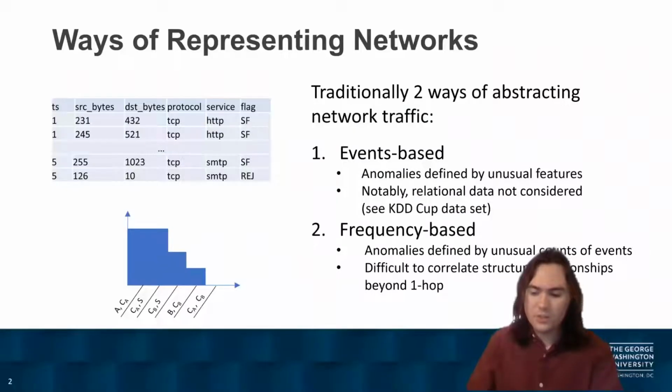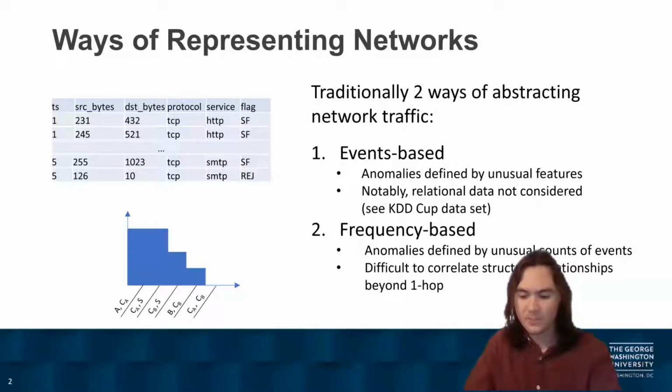When we use machine learning for anomaly detection, the way that we abstract the data defines what we call an anomaly. There are two popular ways of representing network data: the events-based way and the frequency-based way. The events-based way looks at each event, like two machines talking to each other, in isolation, and it defines an anomaly as an event that has strange features or unusual information about it, like the number of bytes or what protocol it uses and so forth.